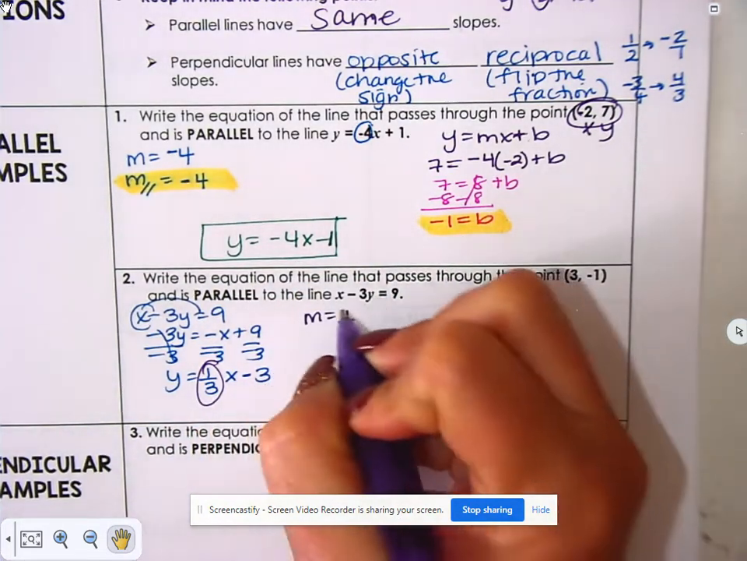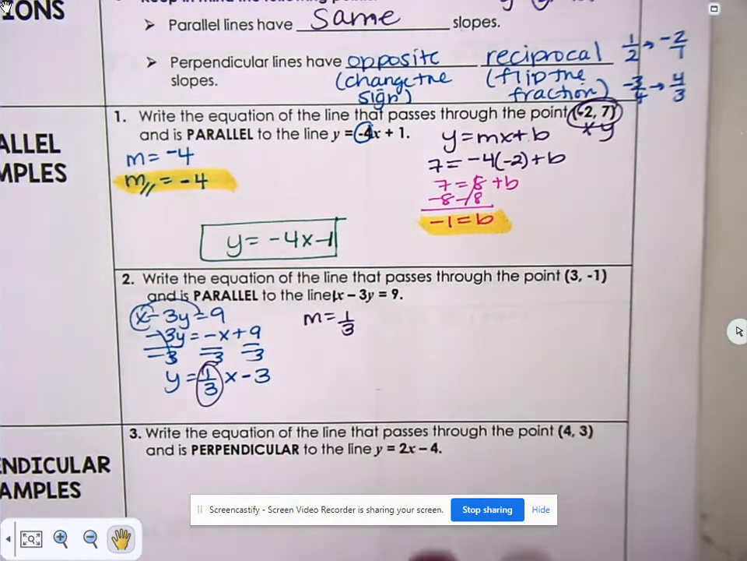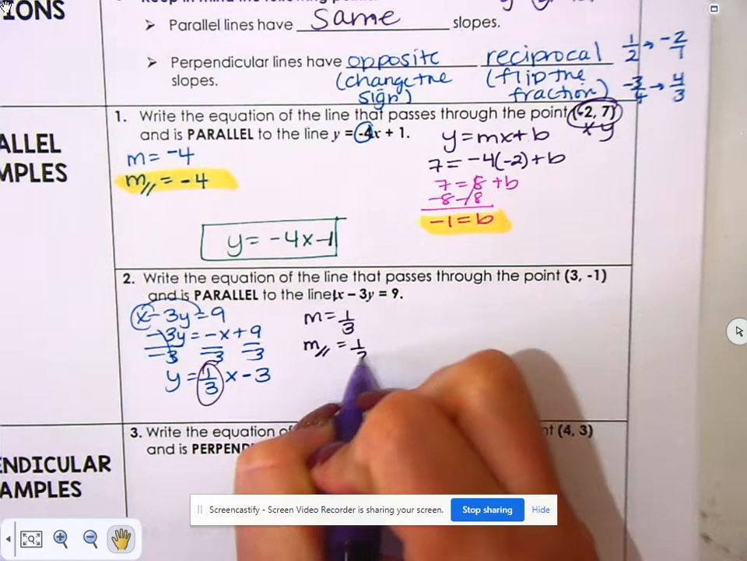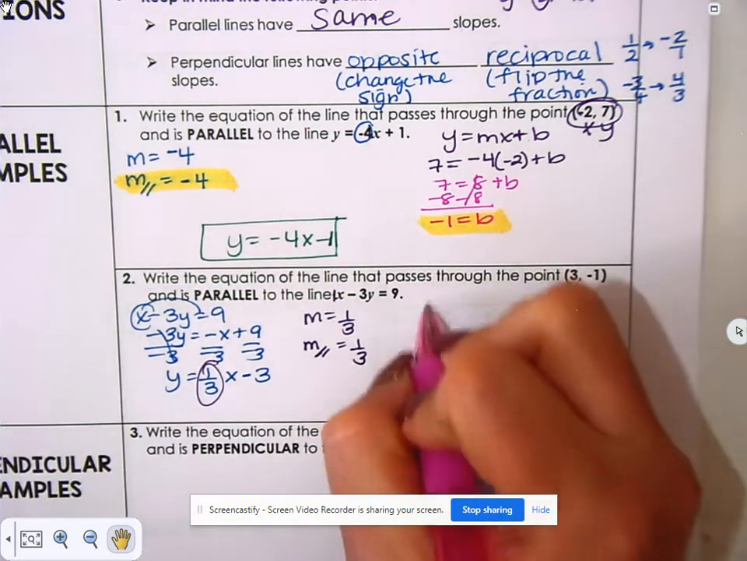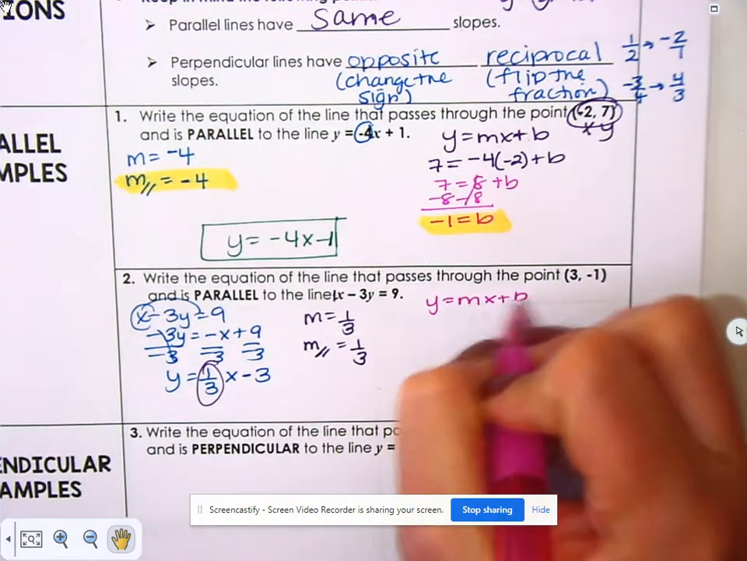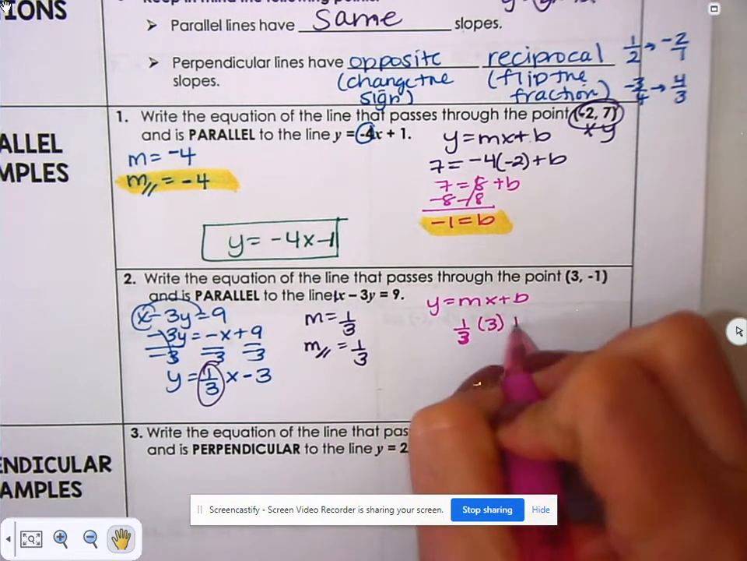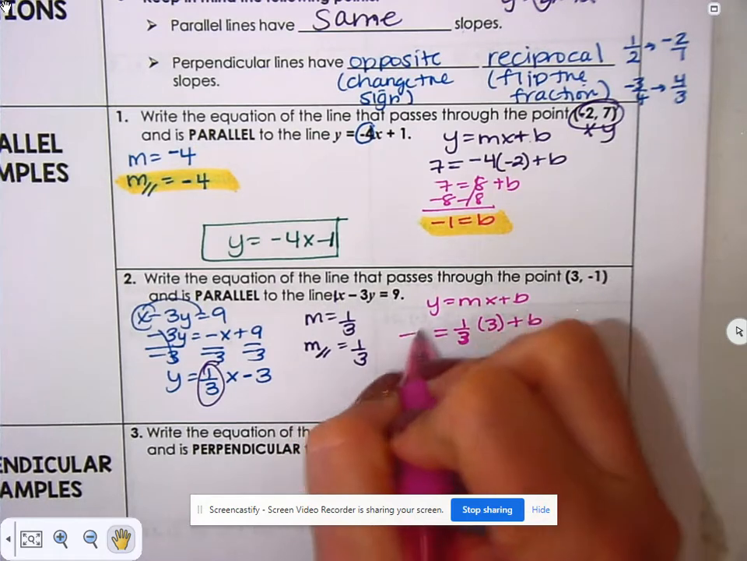Don't tell me it's 1, because y is not by itself. You've got to have y by itself. Now our parallel slope, because they are parallel, will stay 1/3. So now we're going to move to our equation. Our m is 1/3, our x is 3, we're still looking for b, and our y is negative 1.